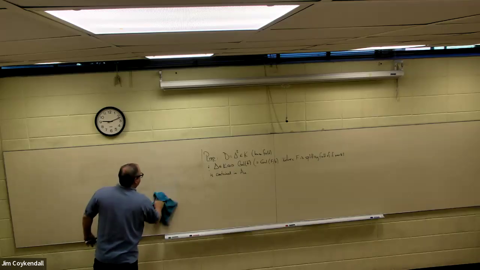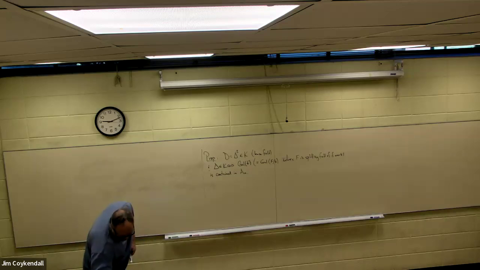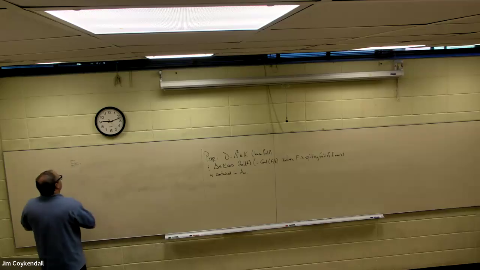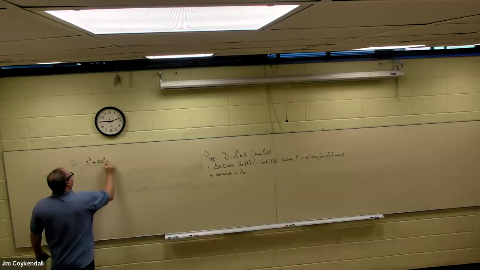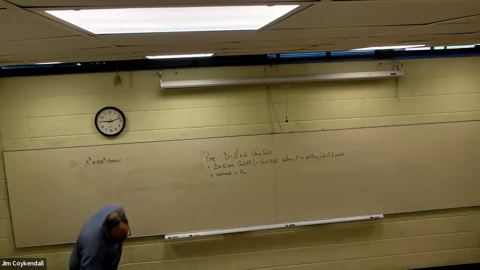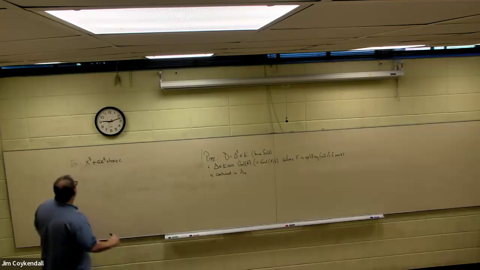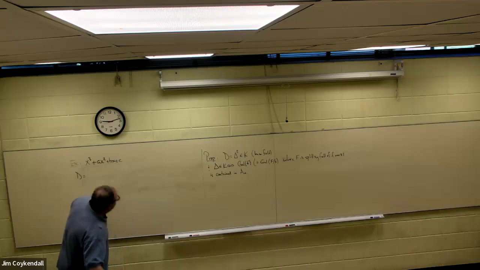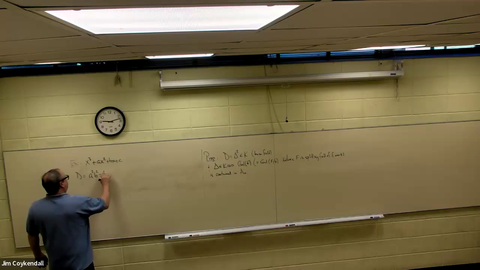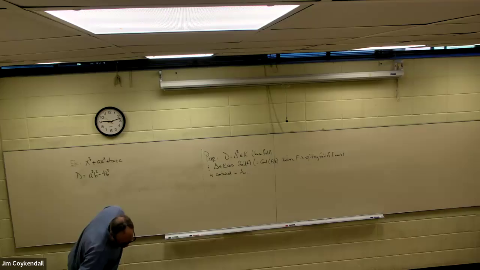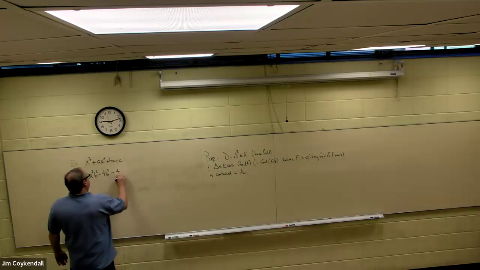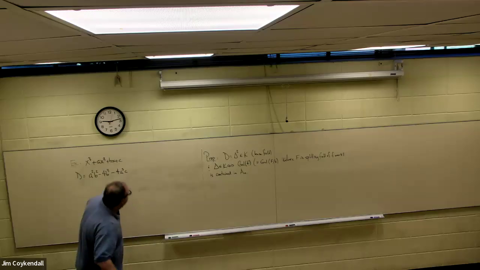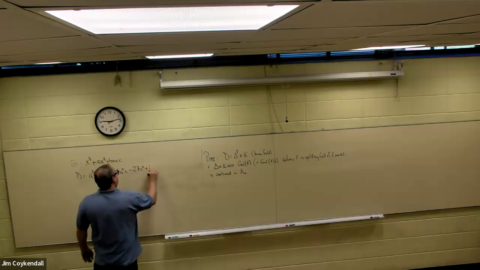So, if you have a cubic polynomial of this form, suppose you have x cubed plus ax squared plus bx plus c, then the discriminant of this is given by a squared b squared minus 4b cubed minus 4a cubed c minus 27c squared plus 18abc.